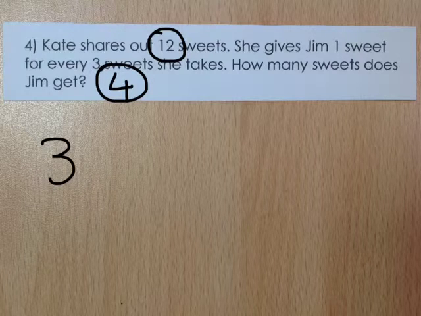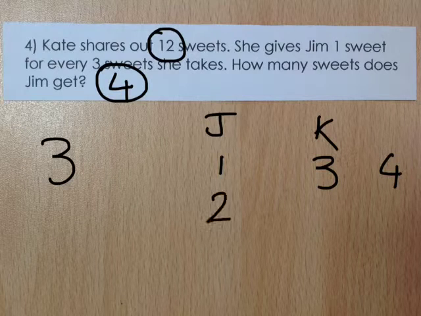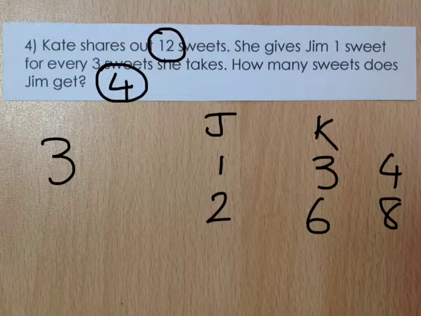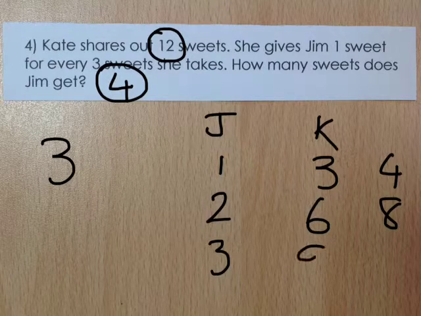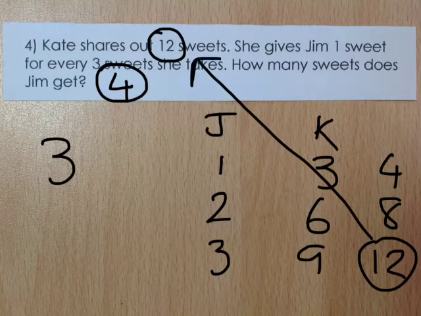In the same thing, if we do it as a table again, Jim would get 1, and Kate would get 3, the first set of 4, and then second set, Jim would now have 2, Kate would have 6, and that would be 8 altogether. The third set, Jim would now have 3, Kate would have 9, and that's the 12 that we needed to think about.